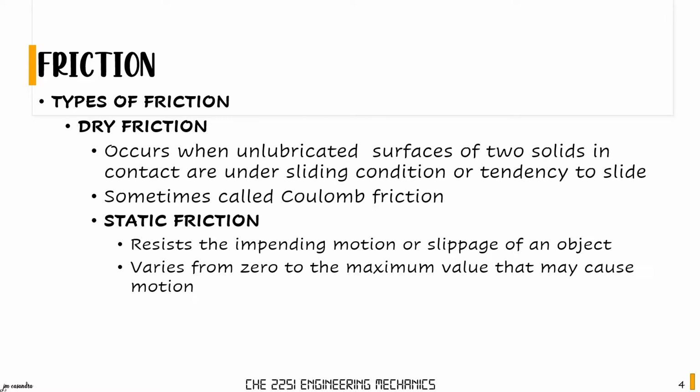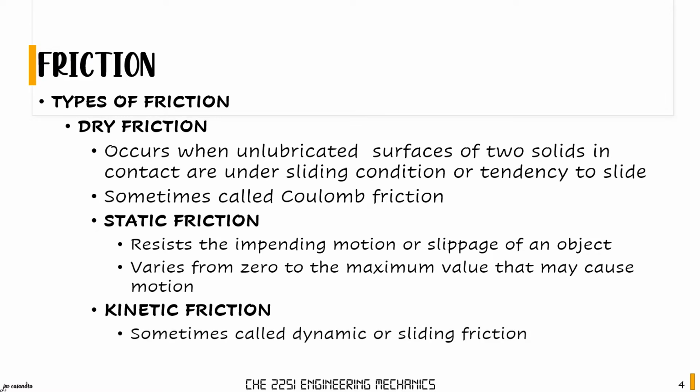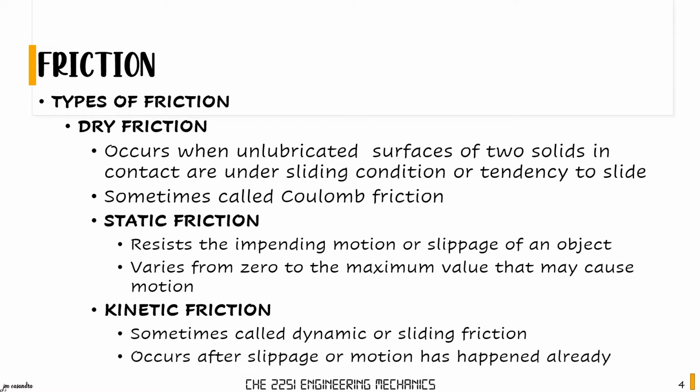It will vary from 0 to the maximum value that may cause motion. Once our maximum value has been reached, it will now start to experience what we call kinetic friction, or sometimes called dynamic or sliding friction. This occurs after the slippage or motion has happened already.